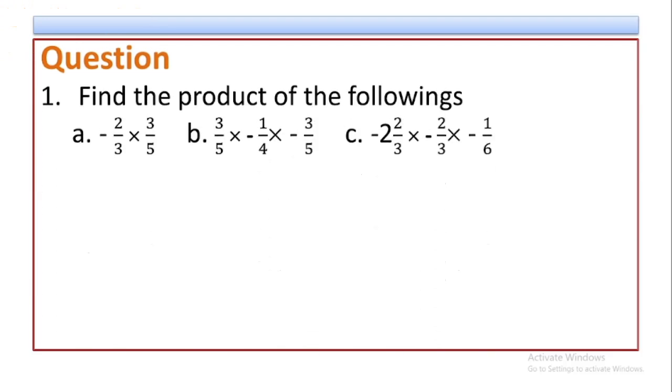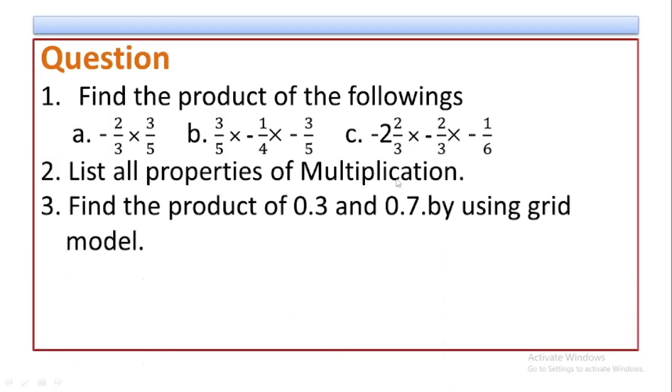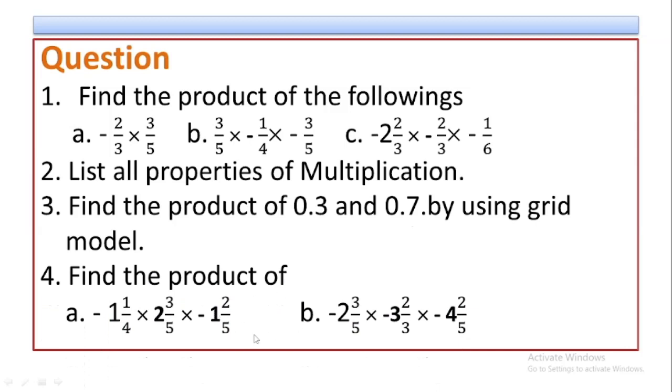Question. Try to answer based on today's lesson. You have to practice this question to get the correct product of the given factors. Based on today's lesson, if you understood it, it is too easy to answer this question. List the properties of multiplication and find the product of 0.3 and 0.3, 0.7 by using the grid model. Find the product of this mixed number.